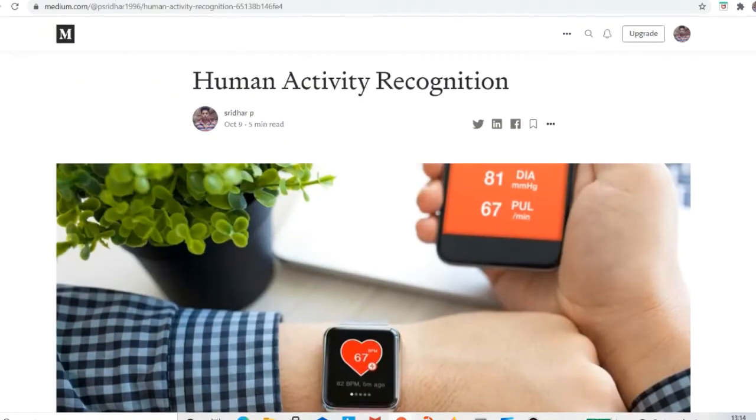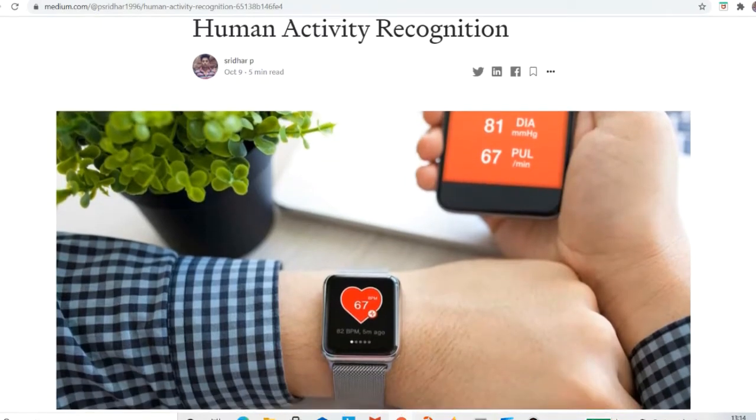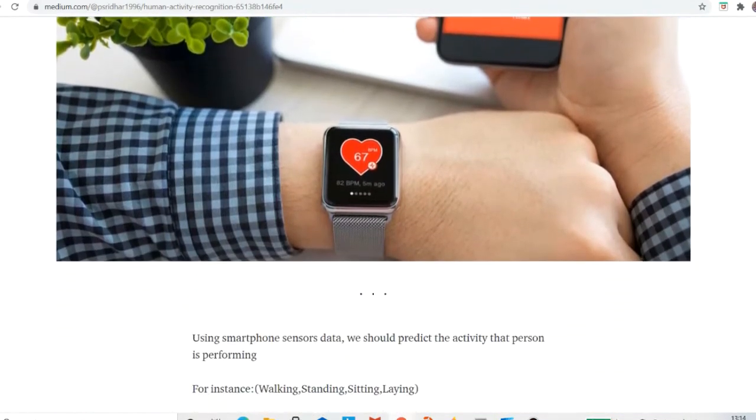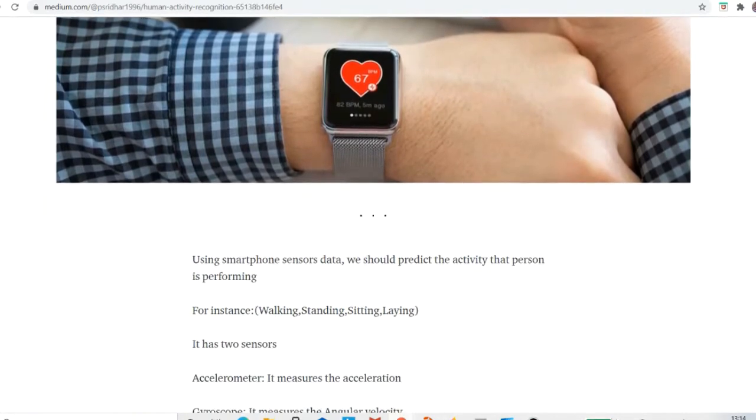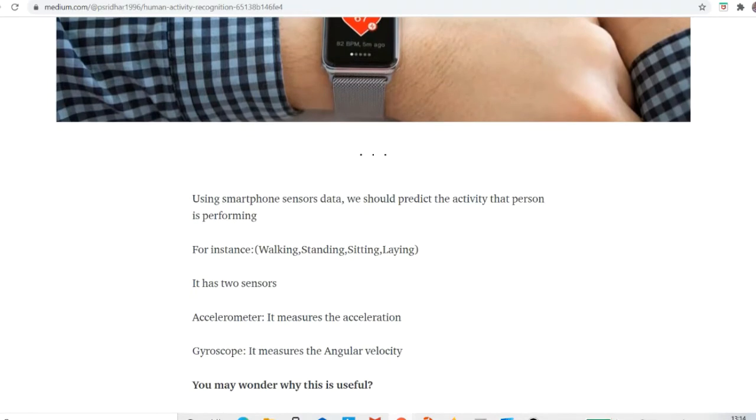Today we are going to see the Human Activity Recognition project. Let's jump right in. This project is to build a model that predicts human activities such as walking, walking upstairs, walking downstairs, sitting, standing or laying.